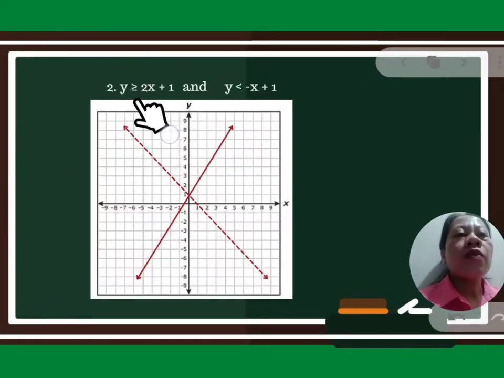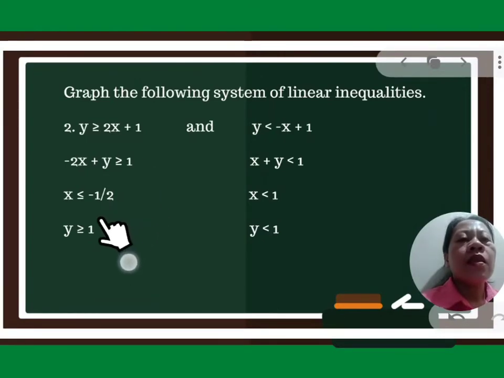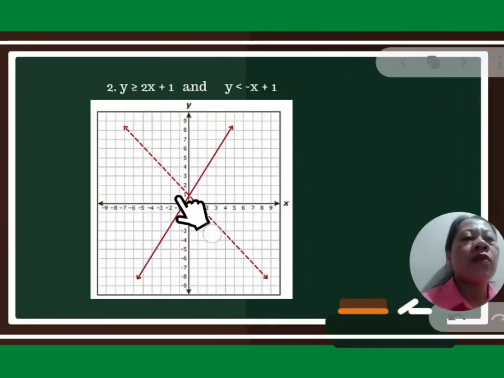Okay. Para sa unang inequality, ito ay bold line dahil may equal sign sa baba ng greater than. Okay, so ito ay bold line. So, saan dadaan ang bold line na yon? Doon sa may positive 1 sa may y-axis at negative 1/2 sa may x-axis. So, we have this one. Sa may x-axis, nandito sa may negative 1/2 at sa y-axis sa may positive 1.